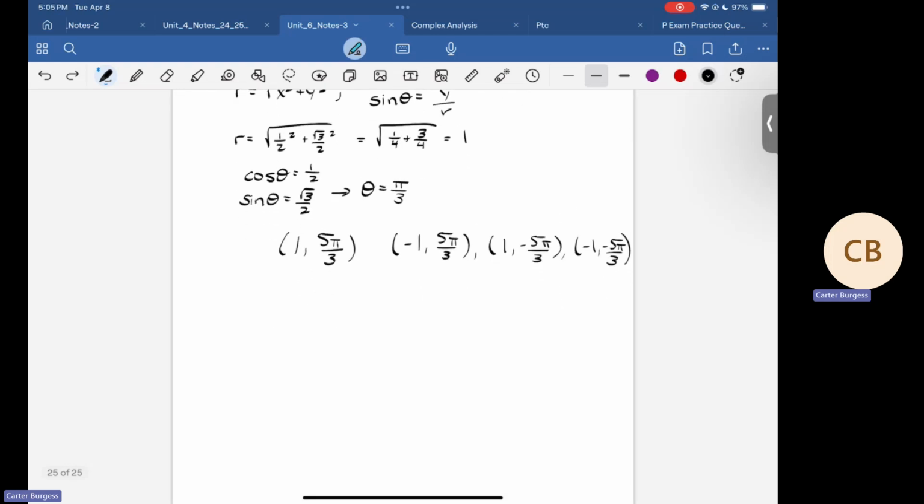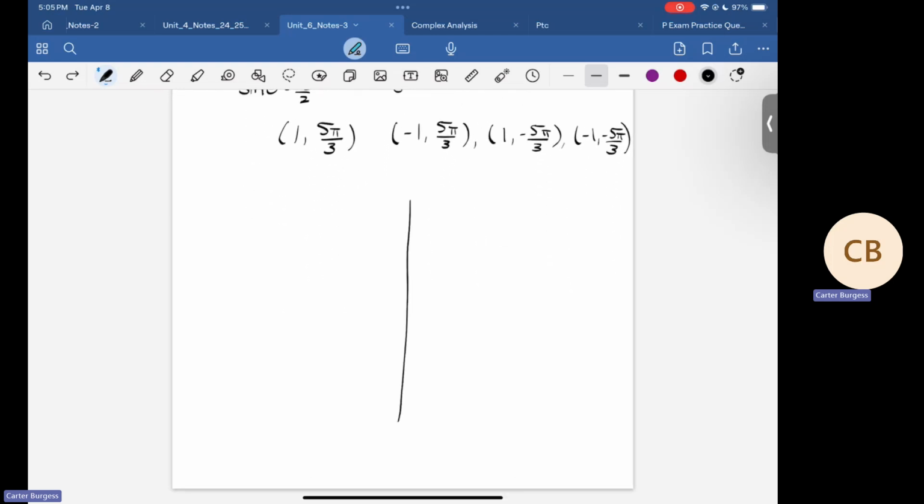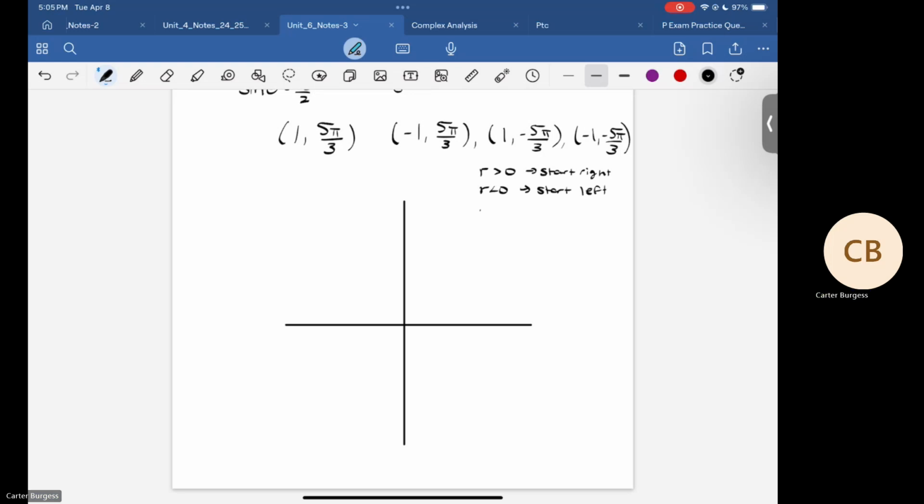And so we need to figure out which of these points is actually a quadrant 1 point. So the way that we're going to figure this out, thing to note is that r being greater than 0 means we start right. R being less than 0 means we start left. Theta being greater than 0 means rotate counterclockwise, and theta being less than 0 means rotate clockwise.